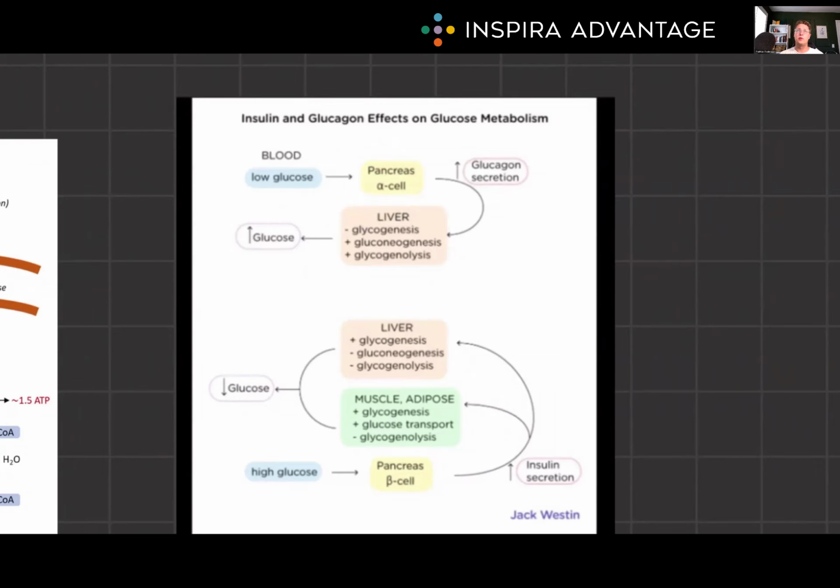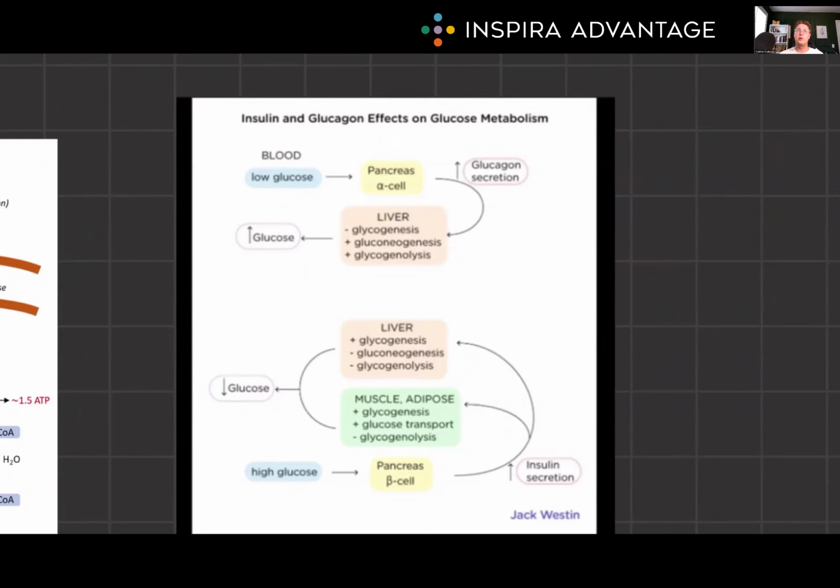It also promotes the synthesis of fatty acids and proteins. Conversely, glucagon, which is produced also in the pancreas but in alpha cells, is secreted when blood glucose levels are low and stimulates the breakdown of glycogen into glucose in the liver, raising blood glucose levels, as well as the synthesis of glucose from non-carbohydrate sources in gluconeogenesis.